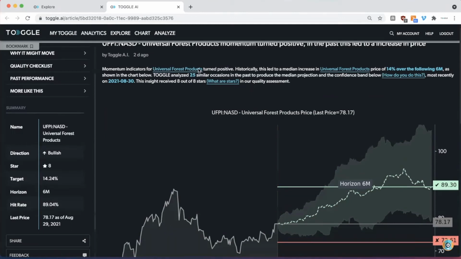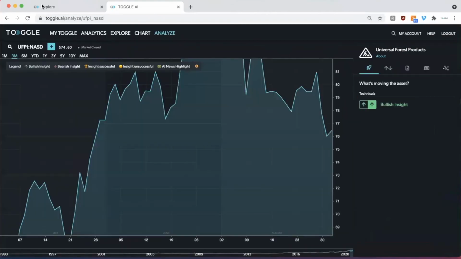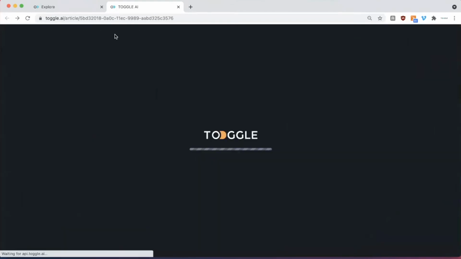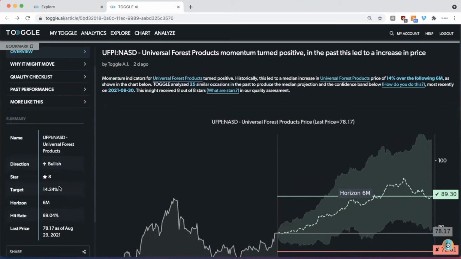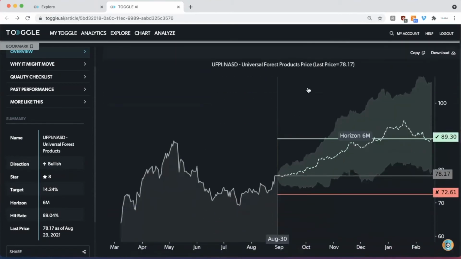And if you look over here, Toggle analyzed this occurring over the last 25 times that this has occurred in the past. And based on the 25 times that this occurred in the past, Toggle had a hit rate of about 90% of the time that the price moved up in the following median projection and confidence band. Expanding on what that exactly means, we've given you this graph to visualize that.